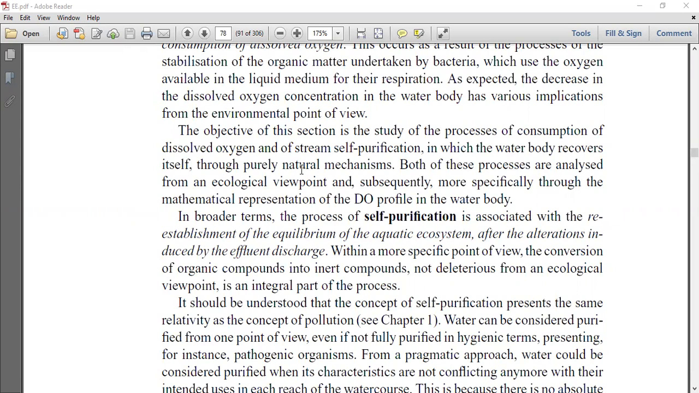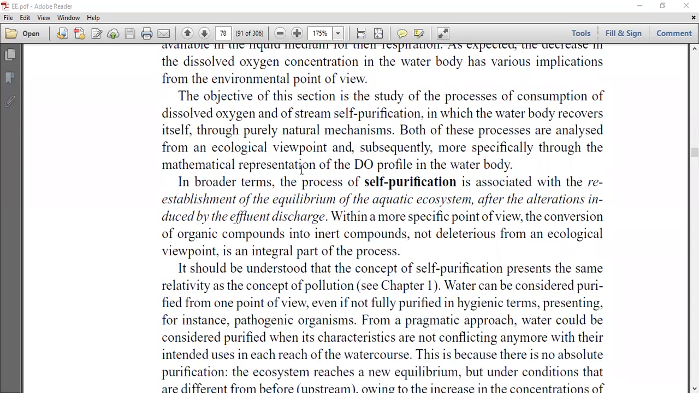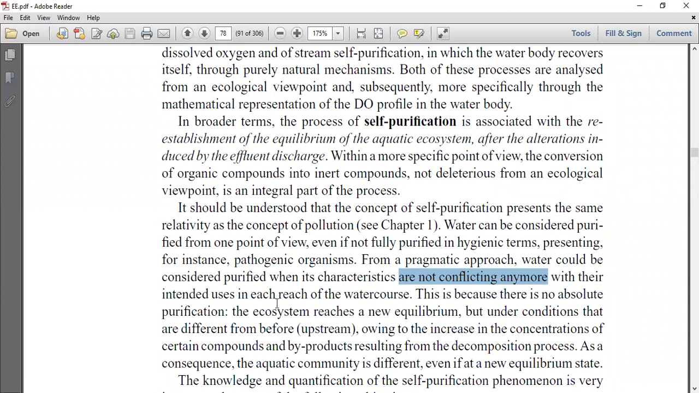It should be understood that the concept of self-purification presents the same relativity as the concept of pollution. Water can be considered purified from one point of view, even if not fully purified in the hygienic sense, presenting, for instance, pathogenic organisms. From a pragmatic approach, water could be considered purified when its characteristics are not conflicting anymore with the intended use in each reach of the water course. This is because there is no absolute purification. The ecosystem reaches a new equilibrium, but under conditions that are different from before, owing to the increase in the concentration of certain compounds and byproducts resulting from the decomposition process. As a consequence, the aquatic community is different, even if at a new equilibrium state.